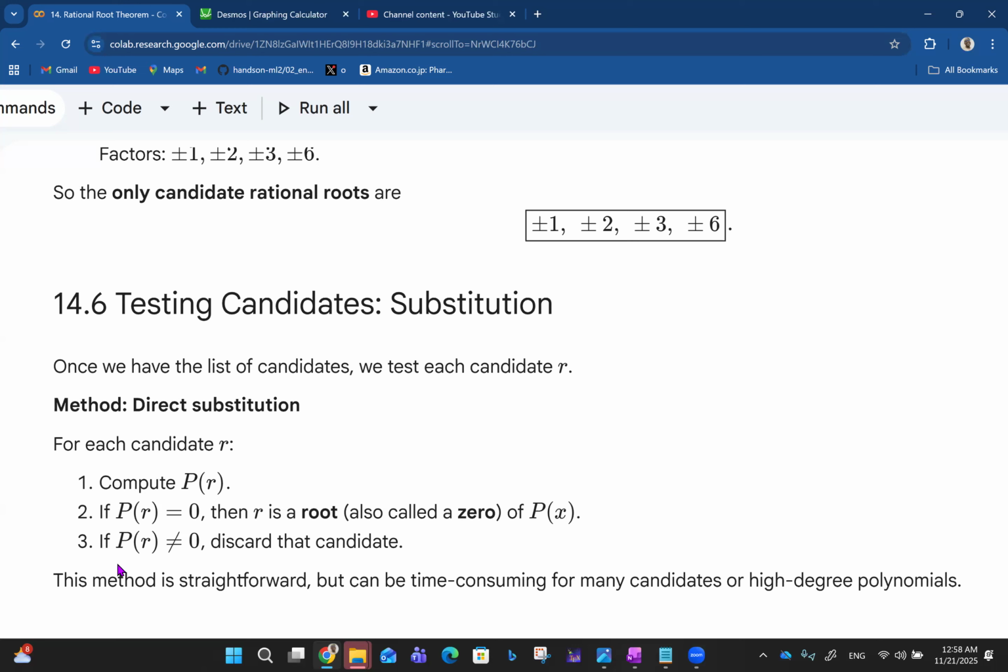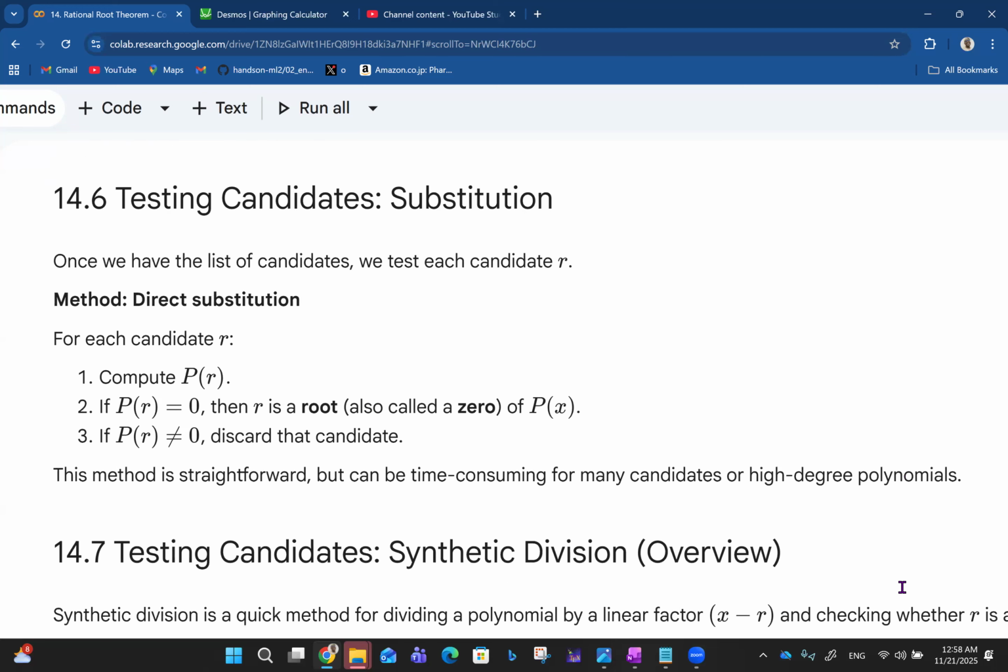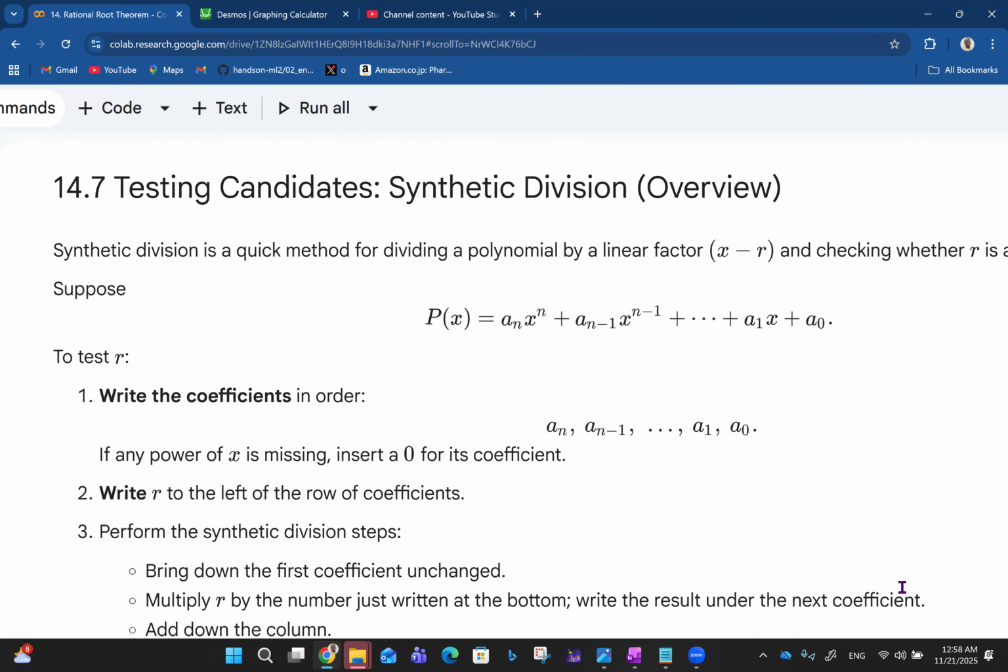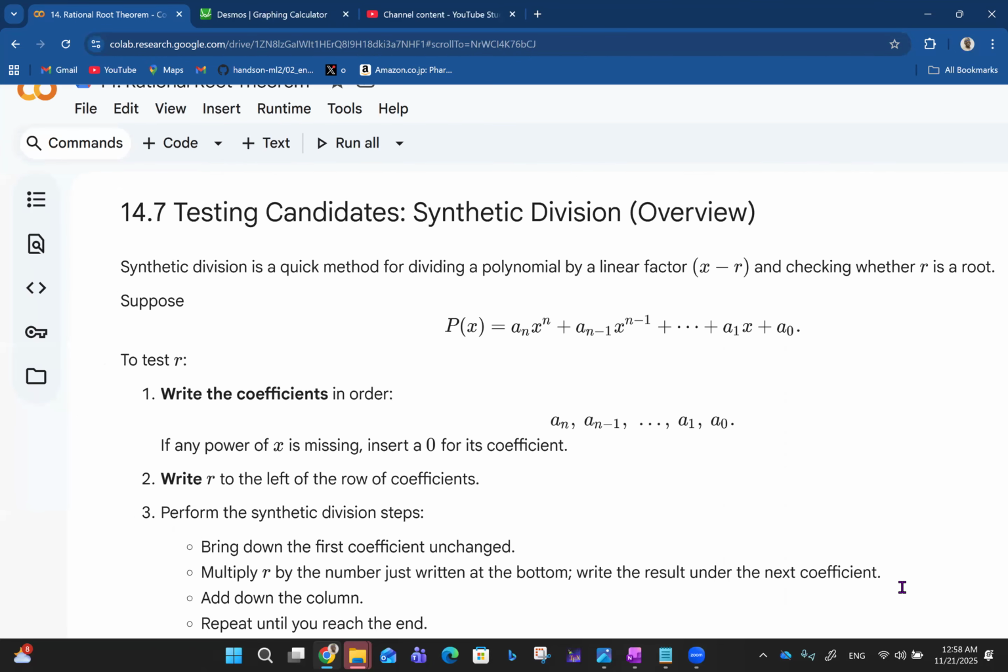If P of r is not 0, then you can discard that candidate and move on. This method is straightforward, but can be time consuming for many candidates or high degree polynomials. But it's a very elite way of factorizing polynomials or solving them, getting their roots.